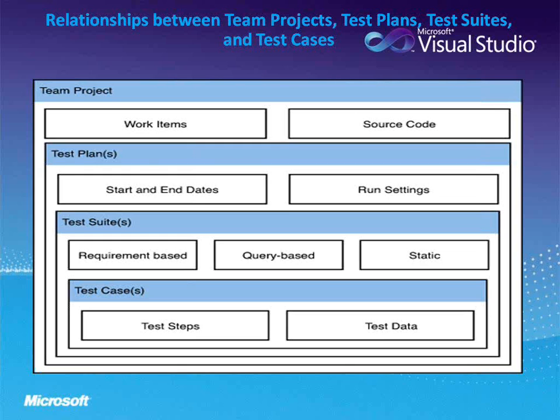Now test suites: a test suite is a collection of tests. So how to create a test suite? There are 3 ways we can create a test suite. One is called a requirement based test suite, the second one is called a query based test suite, and the other one is called a static test suite. Now what is meant by the requirement based test suite? By adding an existing work item of the type requirement or user story to the test plan, that is called a requirement based test suite. How to create a requirement based test suite or a query based test suite, that we will see in the demo.